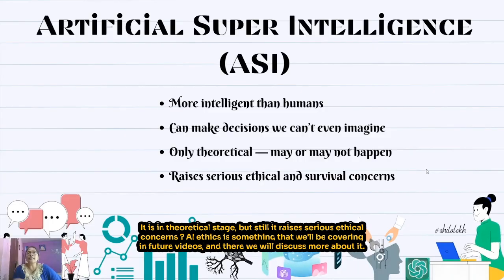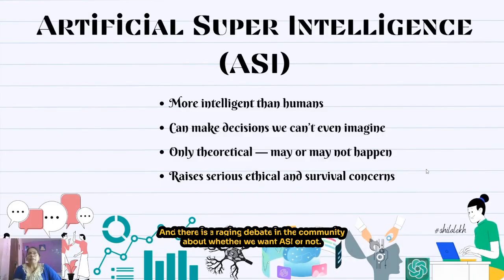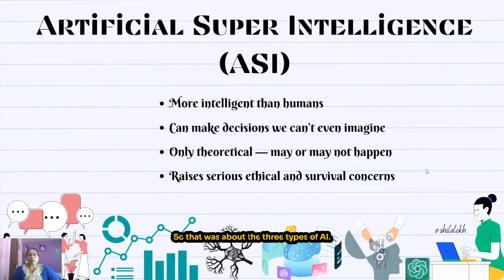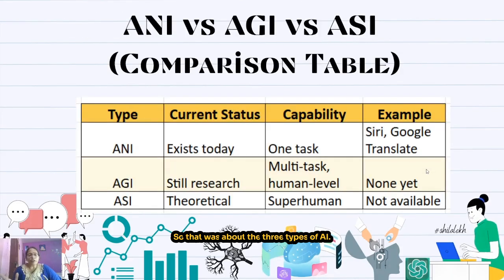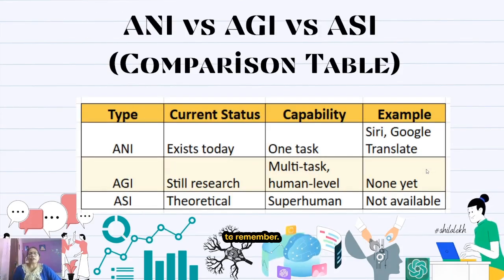AI ethics is something that we'll be covering in future videos, and there we will discuss more about it. But for now, just understand that artificial superintelligence is still in the theoretical phase, but it raises serious ethical concerns, and there is a raging debate in the community about whether we want ASI or not. So that was about the three types of AI. Let's just compare them quickly so that it is easier for you to remember.